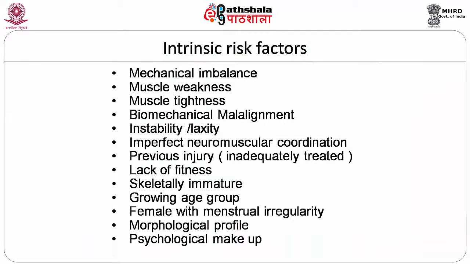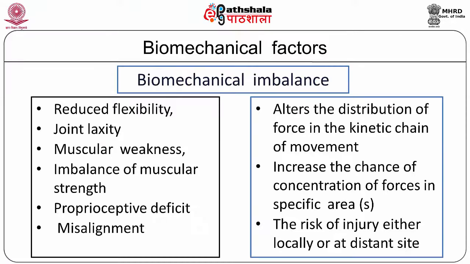Intrinsic risk factors are the physical and psychological characteristics of the athlete that make them vulnerable to injuries. Factors such as mechanical imbalance, biomechanical misalignment, instability, imperfect neuromuscular coordination, previous injuries, lack of fitness, skeletal immaturity, certain age groups, females with menstrual irregularity, and psychological makeup are the known intrinsic risk factors.